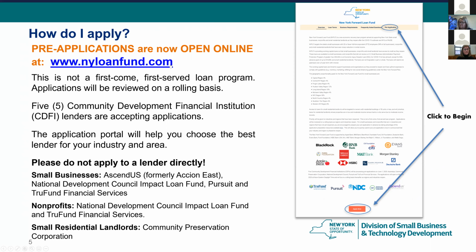Now, the simple way to begin is when you go to this page, and it's actually right here on the right side of the screen. That's an actual screenshot of the page. There is a pre-application button at the top, and there's an apply now button at the bottom. So you can start from the top or the bottom of the page. Simply click on one of those two buttons, and it will begin the pre-application process.